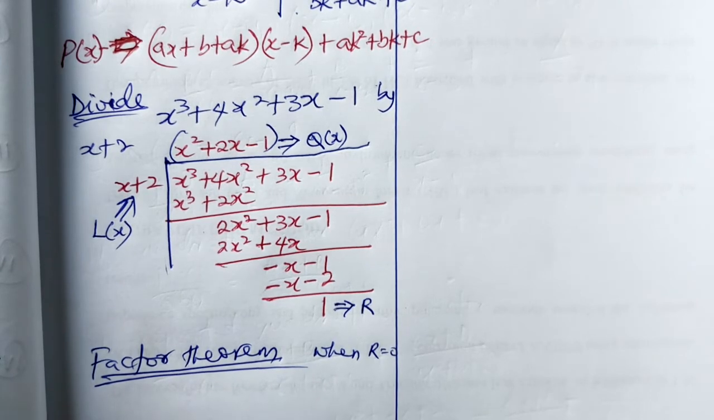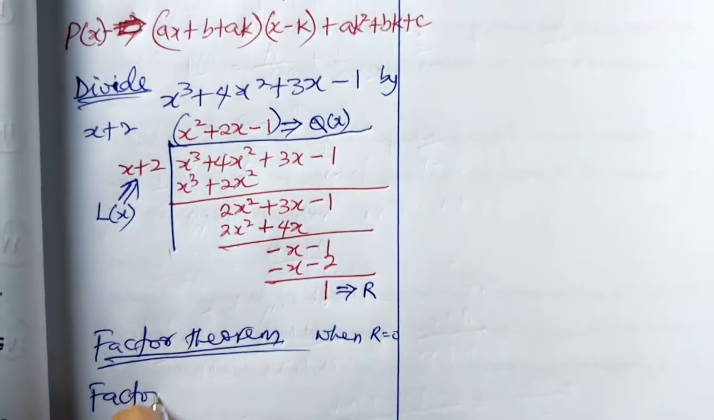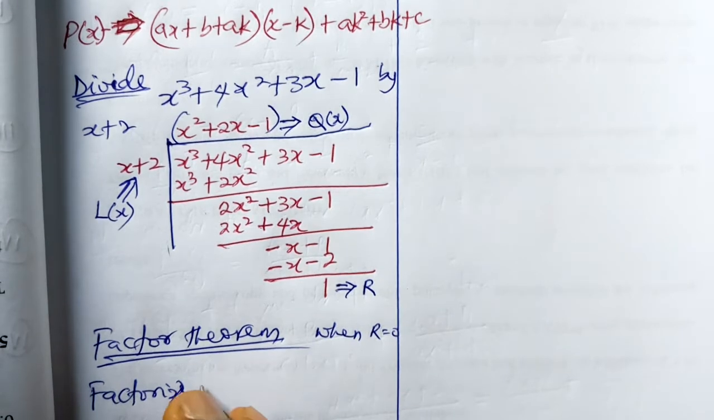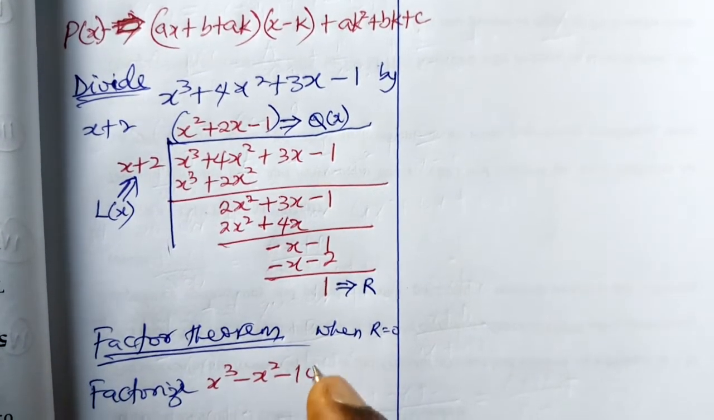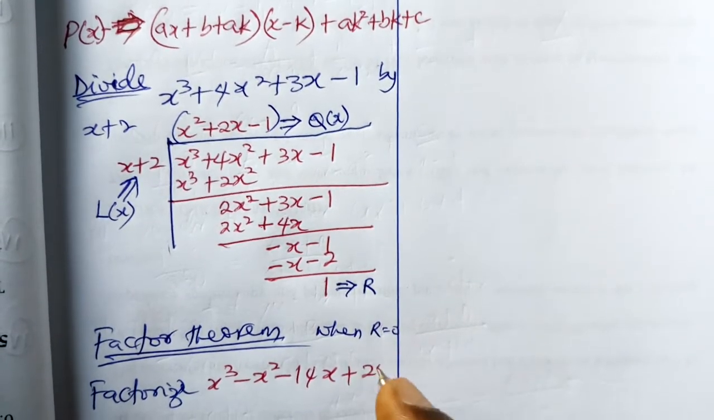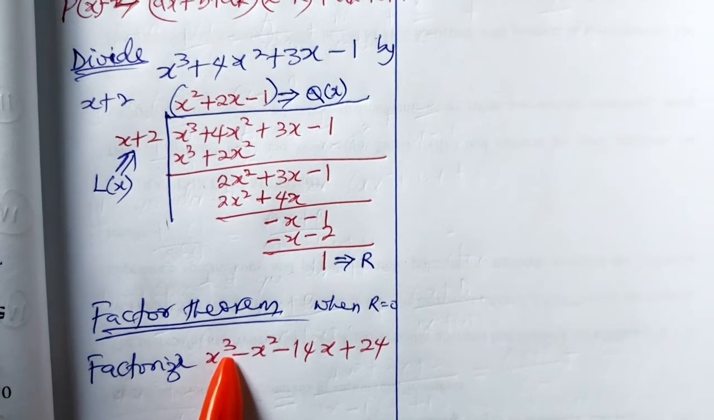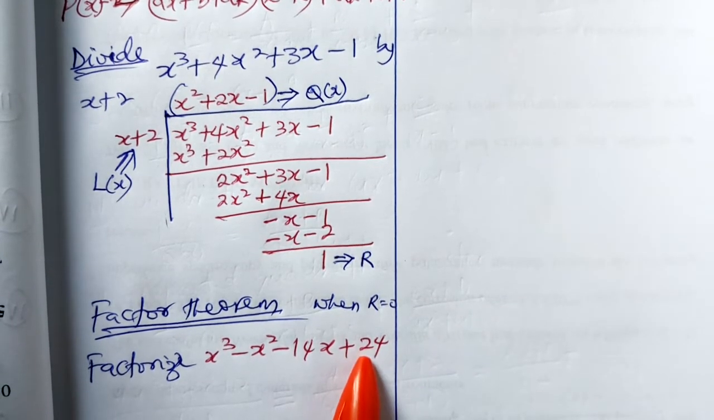So for instance, let us factorize x cubed minus x squared minus 14x plus 24. What we have to know here is that there are going to be 3 roots. And if we find the lowest common multiple, there is 2 there, there is 4 there, there can be 6, there can be 8, and what have you.